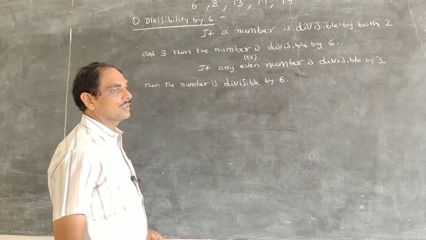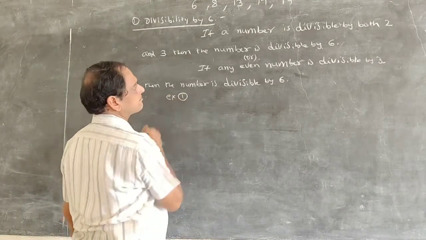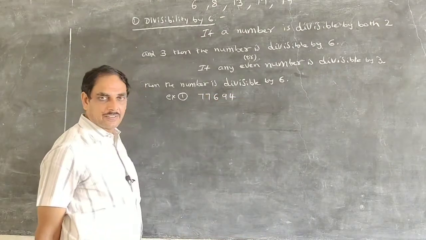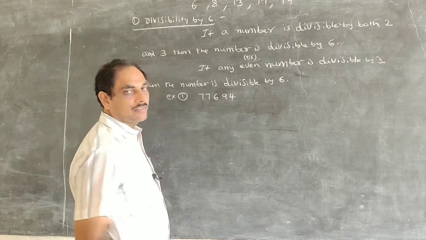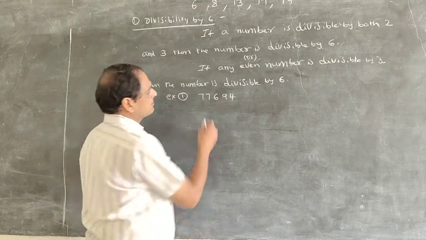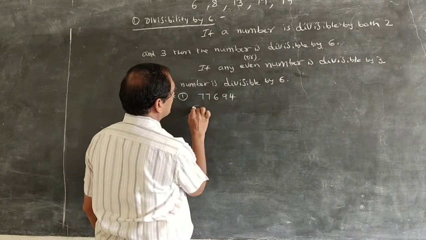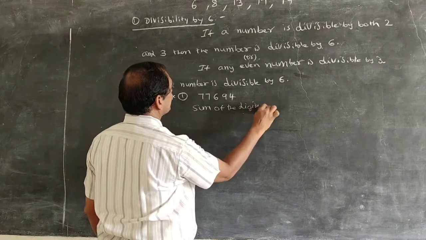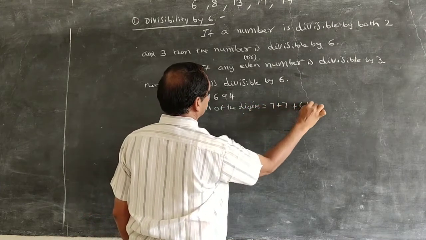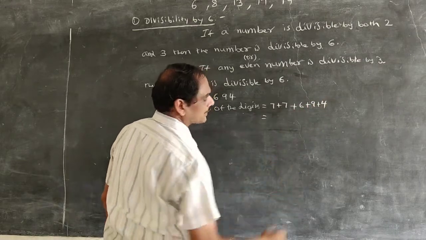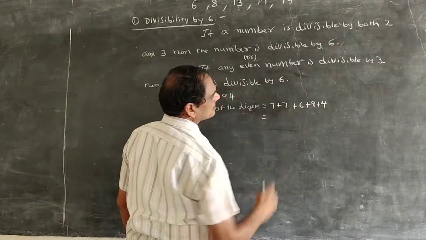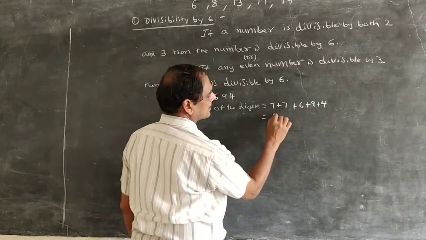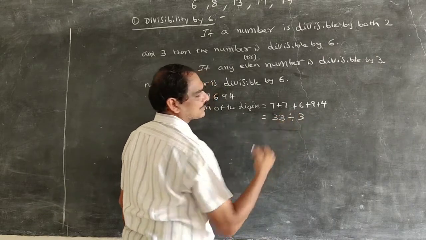So we take one example, that is example 1: 77694. This is an even number. Any even number is always divisible by 2. And in this, the sum of the digits is 7 plus 7 plus 6 plus 9 plus 4. That is 7 plus 7 is 14, 14 plus 6 is 20, 20 plus 9 is 29, and 29 plus 4 is 33, which is divisible by 3.